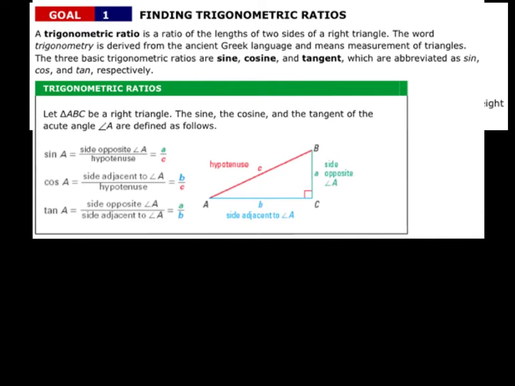So again, I would take some time right now to make sure that this entire chart, along with the figure, gets into your notes. And then pause it and come back when you're ready. We're going to do some examples.